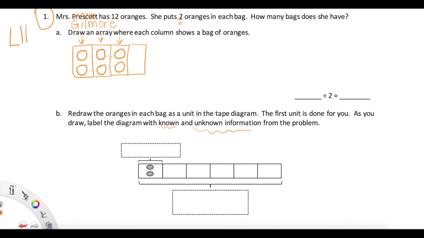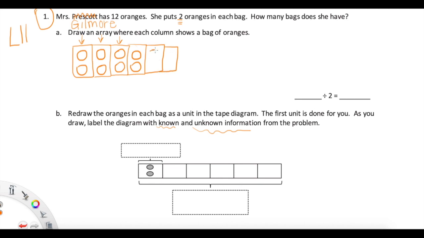So far I have 1, 2, 3, 4, 5, 6. How many oranges do we have? Oh, I need 12 oranges. Okay, so I need to keep going. Now I have 7, 8 oranges. Okay, it looks like I need to make some more columns or bags, however you'd like to see that.